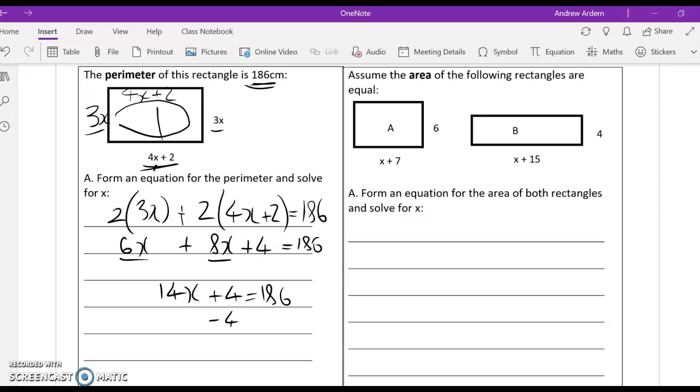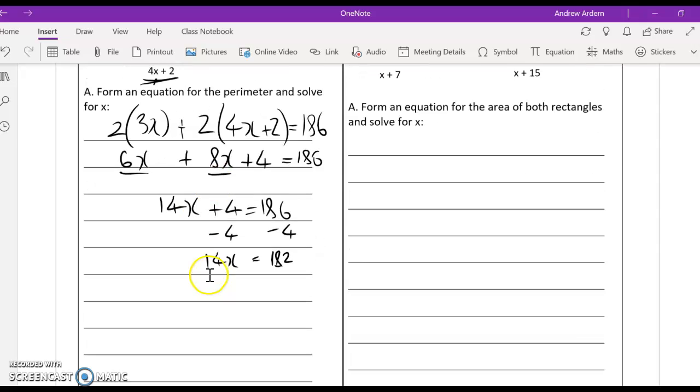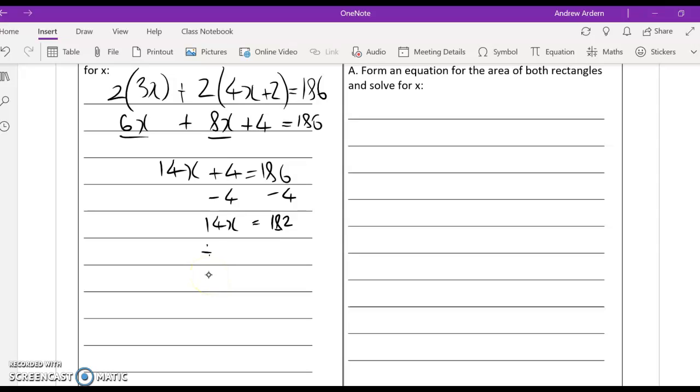Take away 4 both sides. 14x equals 182. Divide both sides by 14. X equals 13.